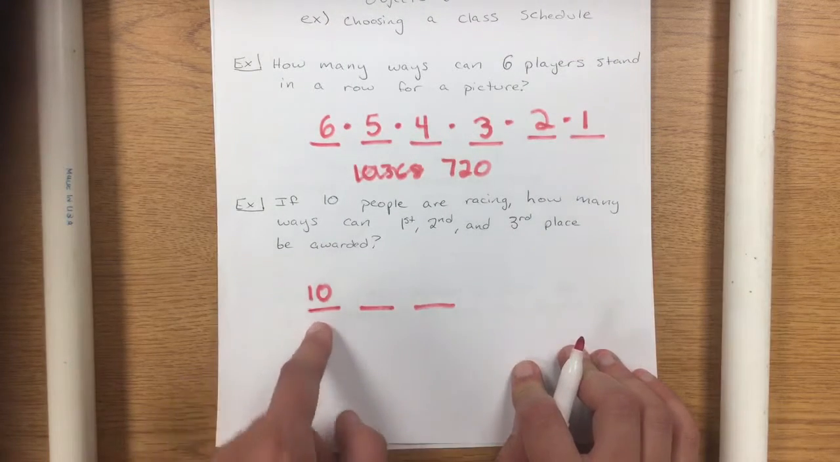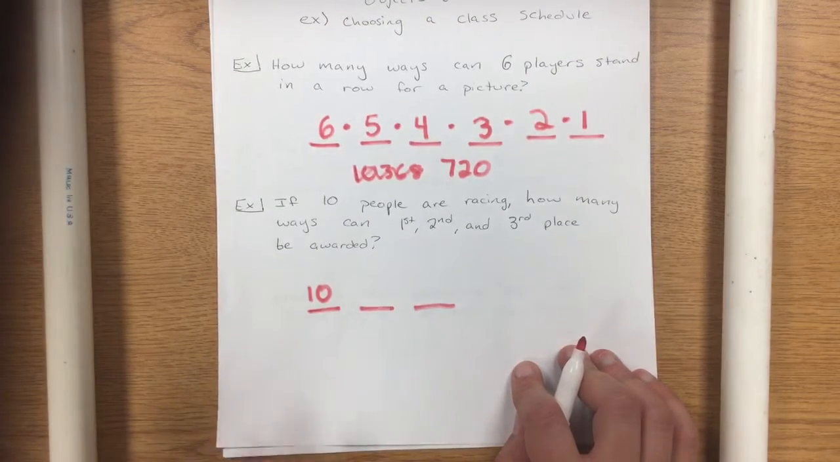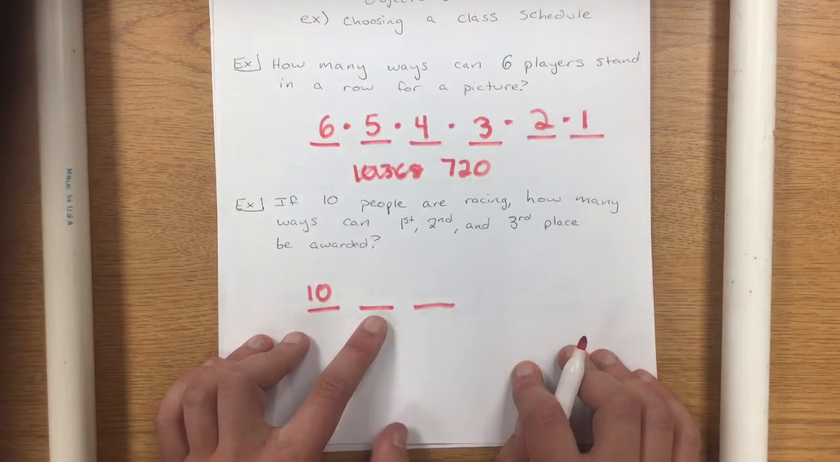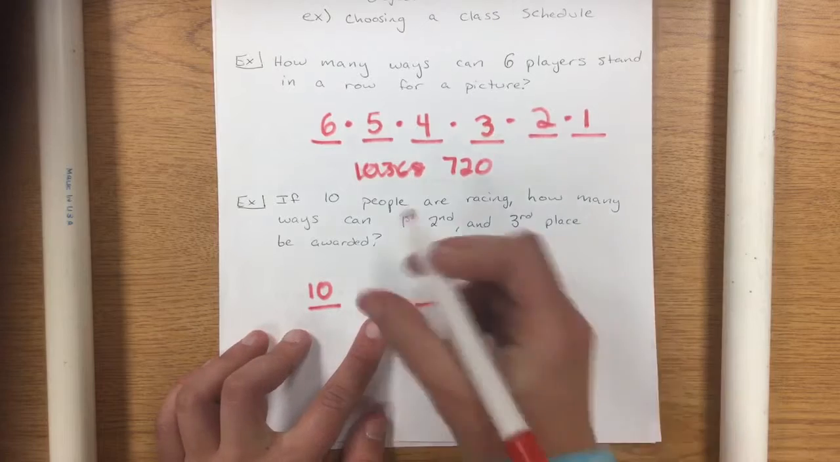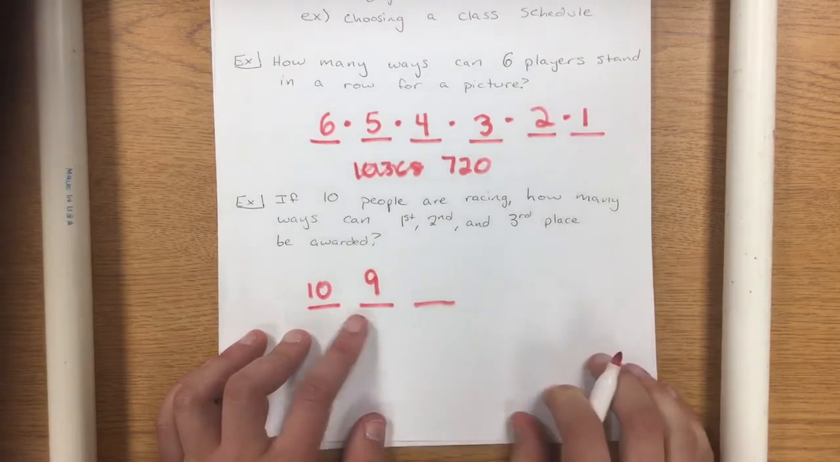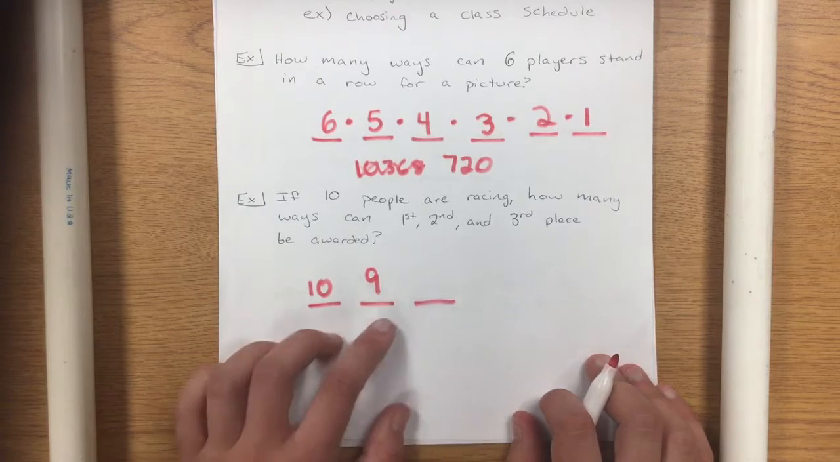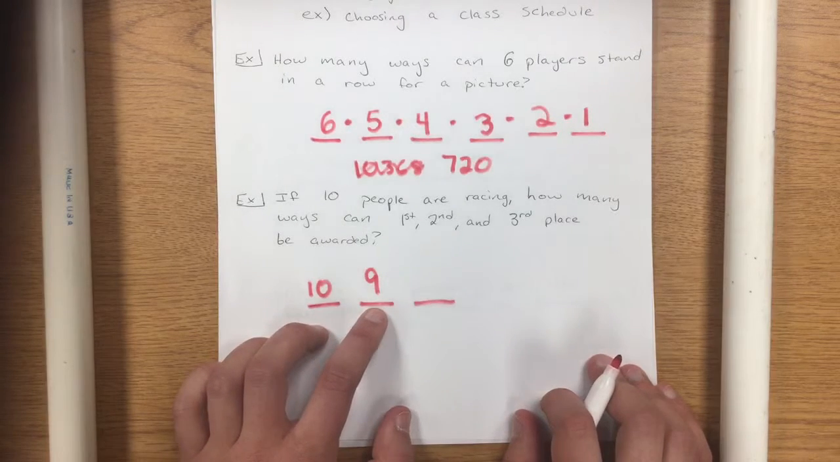All right, so now we already gave somebody first place. So we're taking them out of the mix. How many people can we have for second place? 9, because we already gave somebody first place, so we took them away. We took them away from the total 10. So we had 9 left for second place.